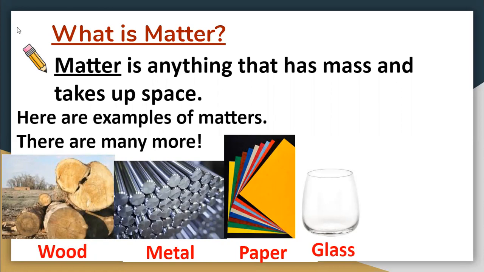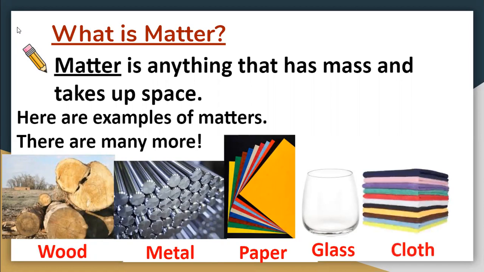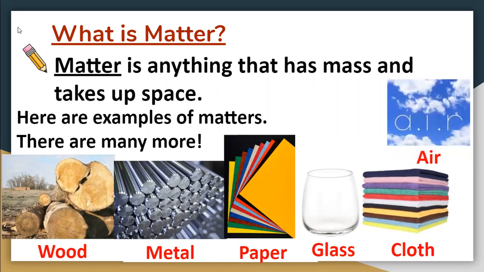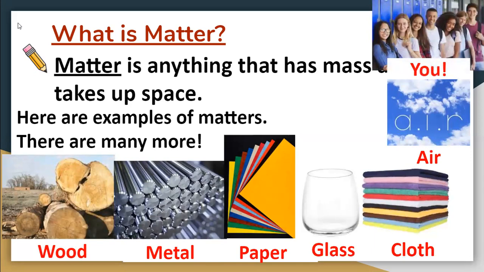Memorize this definition. How about cloth? That is matter because it has mass and it takes up space. Air, believe it or not, is also matter because it has mass and it takes up space. You might say, what? Well, think about blowing up a balloon. When you blow air into the balloon, it gets bigger. So the air is taking up space. It's making the balloon stretch and get bigger. So air is matter. And finally, you are matter. Not only are you matter, but you do matter. So you have mass and you take up space.